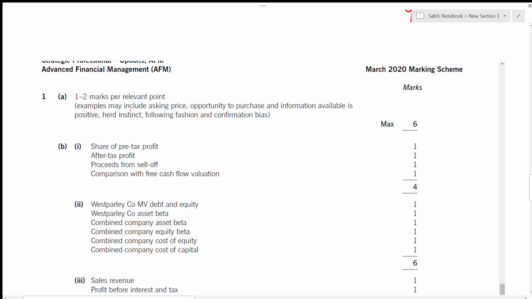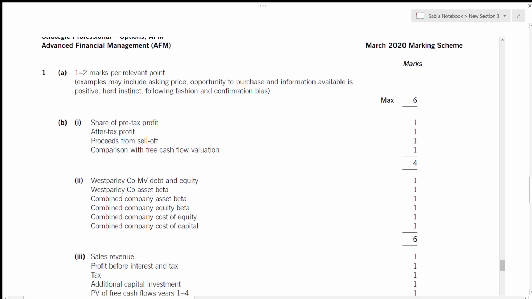These are the examples: asking price, opportunity to purchase, information available, positive, herd instinct, following fashion, confirmation bias. So all the 6 points, you'll be getting 1 mark, or if you're writing 3 points and explaining them in detail, you'll be getting 2 marks. Now let's see the second part. Second part is just the comparison of the two, and it's for 4 marks. So just see how it is marked. Share of pre-tax profit for the tech is 1 mark, after tax 1 mark, proceeds from sale is 1 mark, and comparison with the free cash flow is 1 mark.